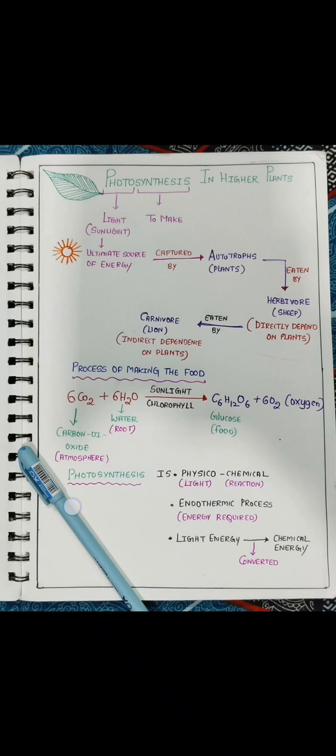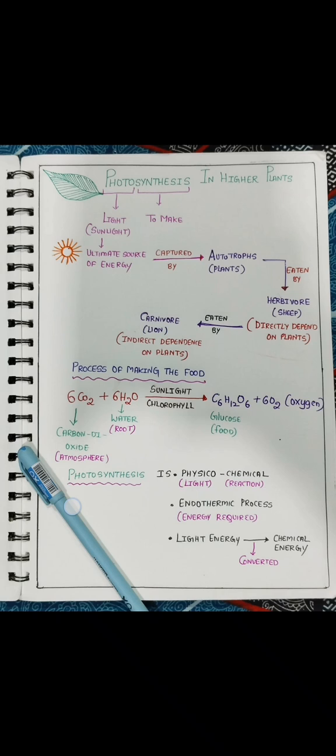Today our topic is photosynthesis in higher plants. So, starting with how does photosynthesis occur in higher plants? First, let us understand what exactly photosynthesis is. Photosynthesis is the process which takes place in the plant in order to prepare their food. As we know, a plant is a producer which can prepare its own food with the help of sunlight.